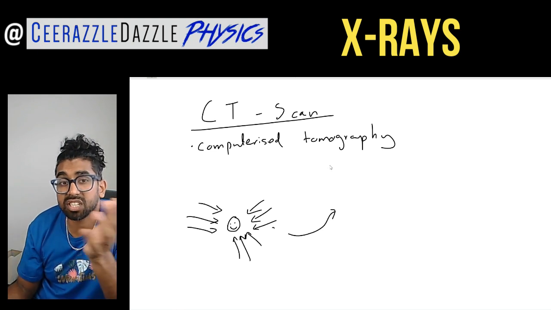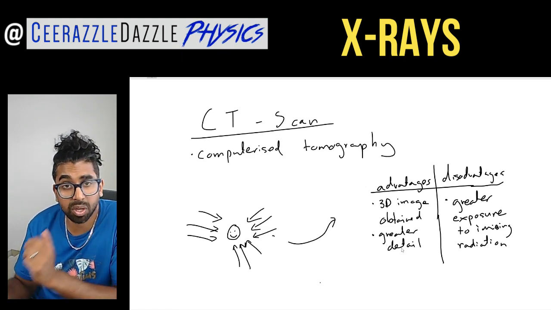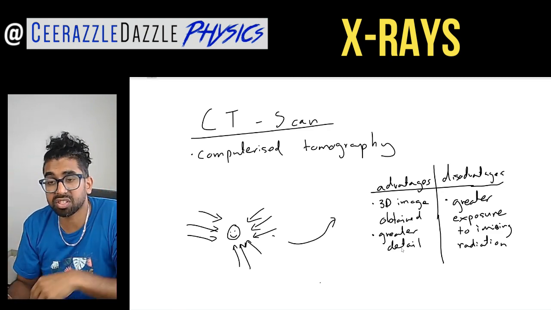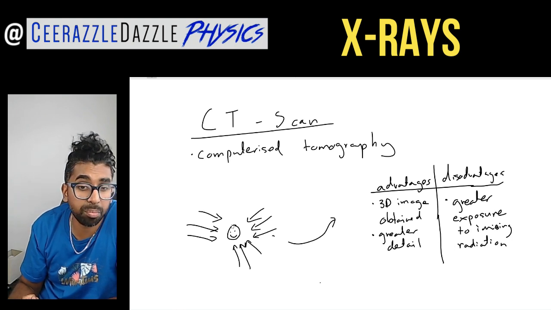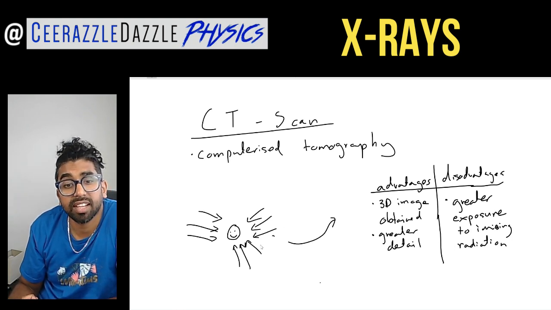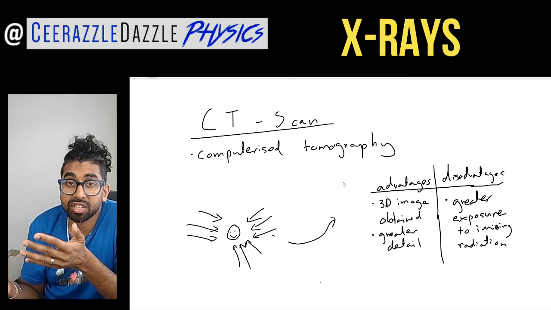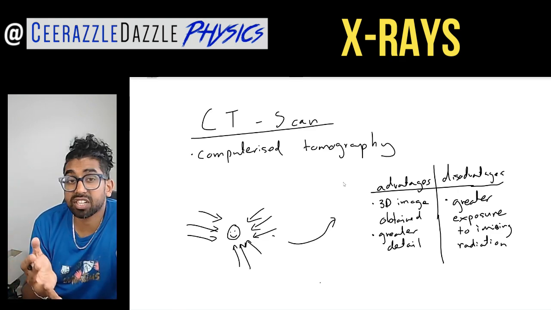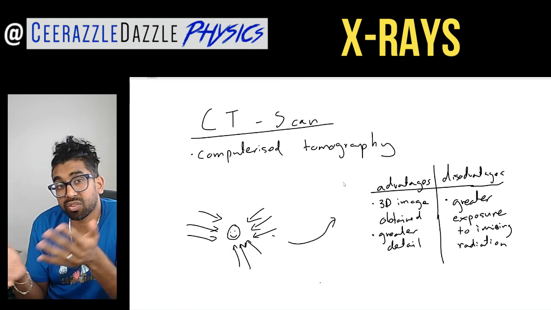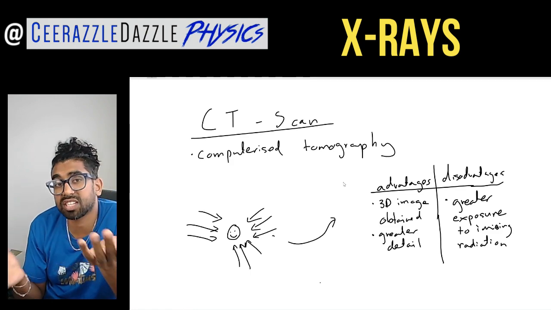Let's look at the advantages and disadvantages of using CT scans. Advantages of a CT scan: a 3D image is obtained. There's greater detail as well because you're being bombarded from multiple directions. Disadvantages are there's a greater exposure to ionizing radiation, so you're going to be bombarded with much more ionizing radiation. And obviously, you're going to increase your risk of developing cancer. But obviously, guys, you have to weigh up the pros and cons of having an X-ray, because the benefits of having an X-ray scan will often outweigh the risks of not having one. You actually have to make a decision yourself. Yes, it's dangerous, but there are advantages at the same time.